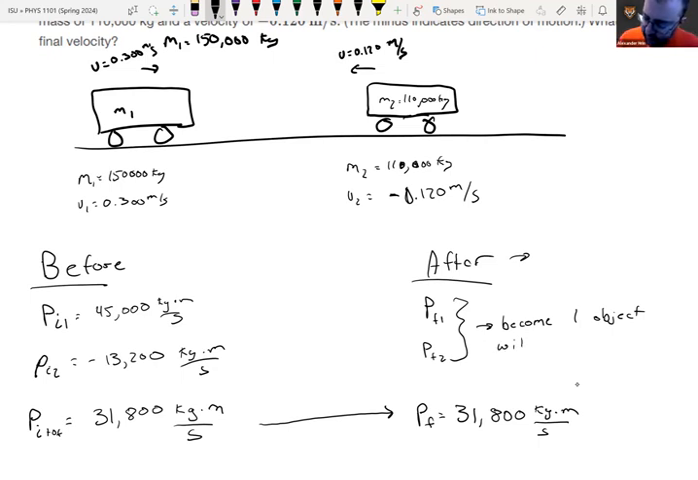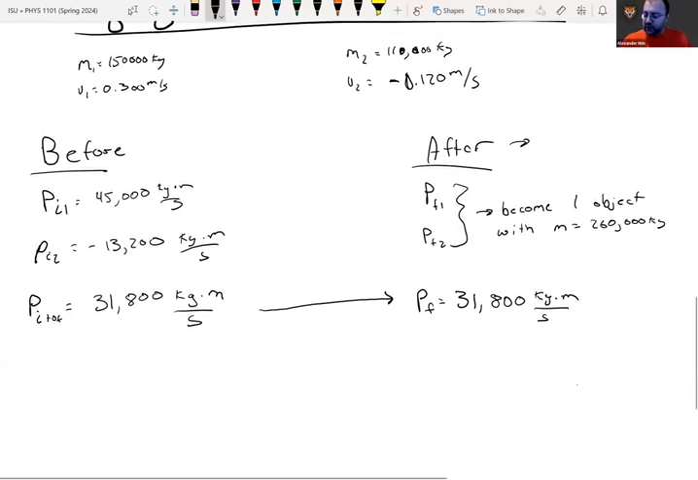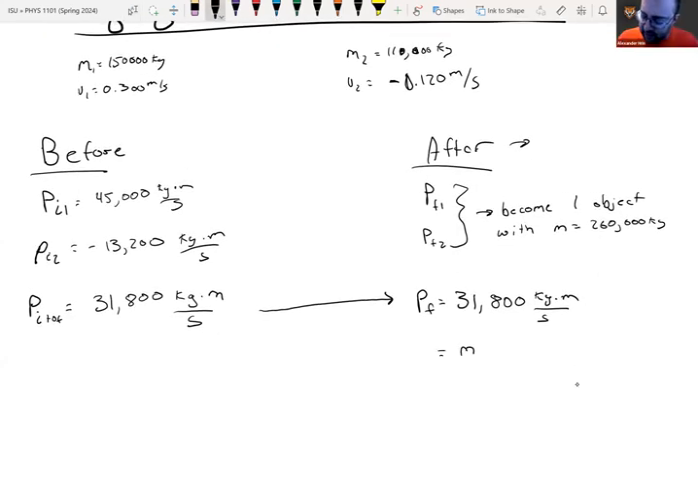Well, the mass of that one object, we would just call this m, and it's just the sum of the two initial masses, the mass of the two trains. So that would be 260,000 kilograms. Basically, we can say this final momentum is just the mass of the two cars times whatever their final velocity is.